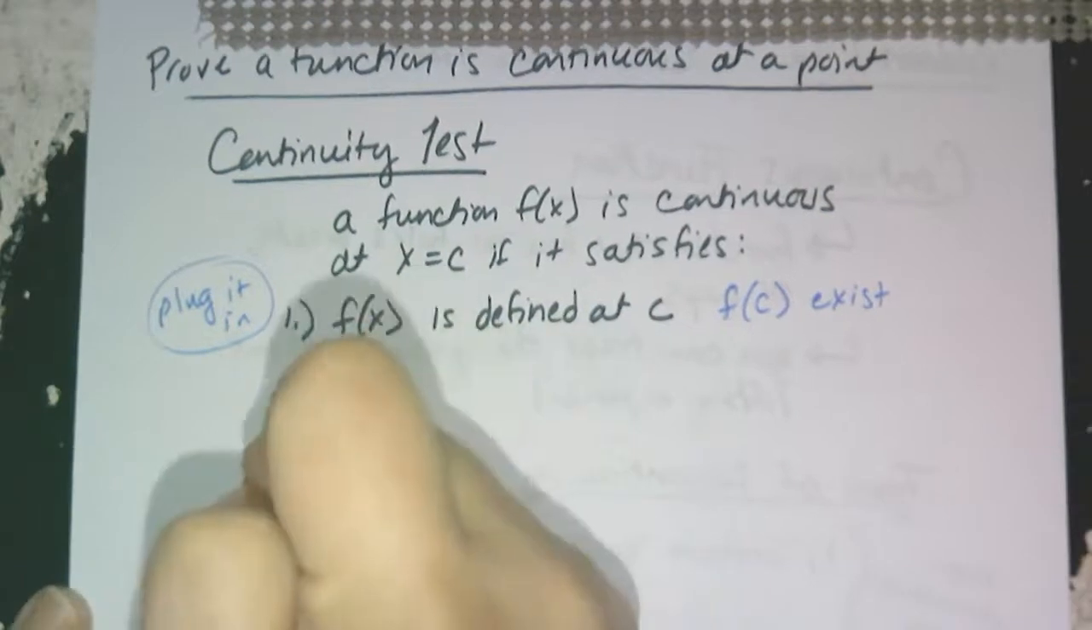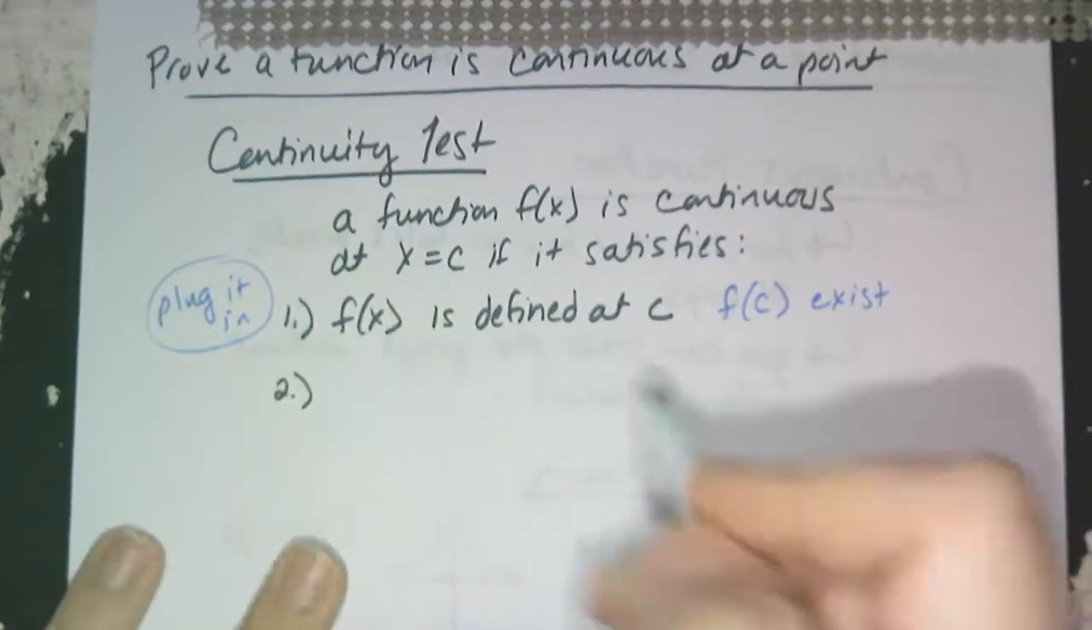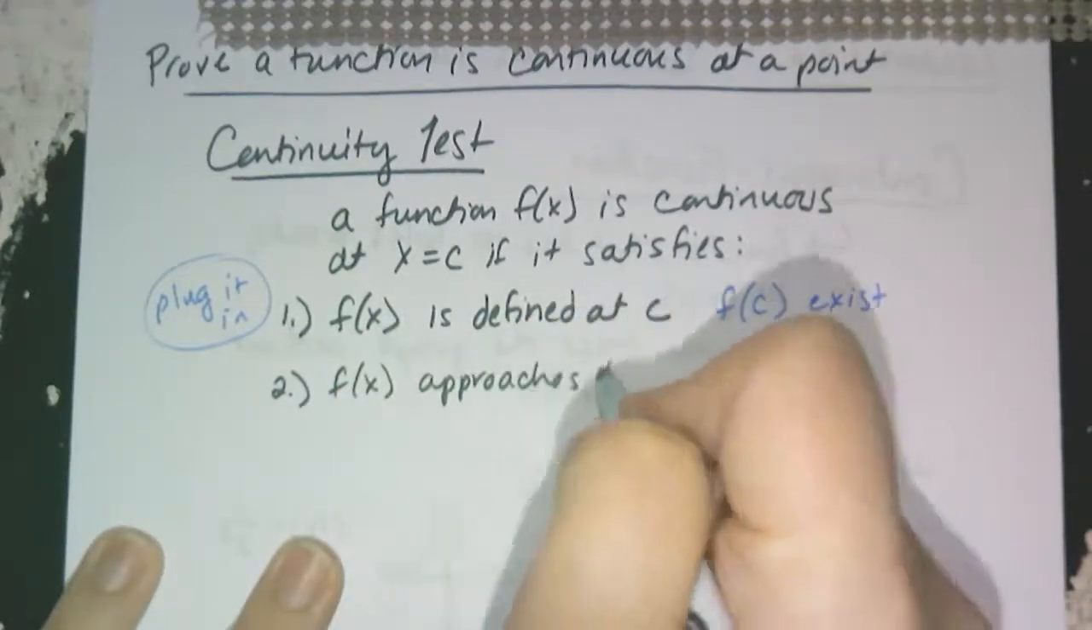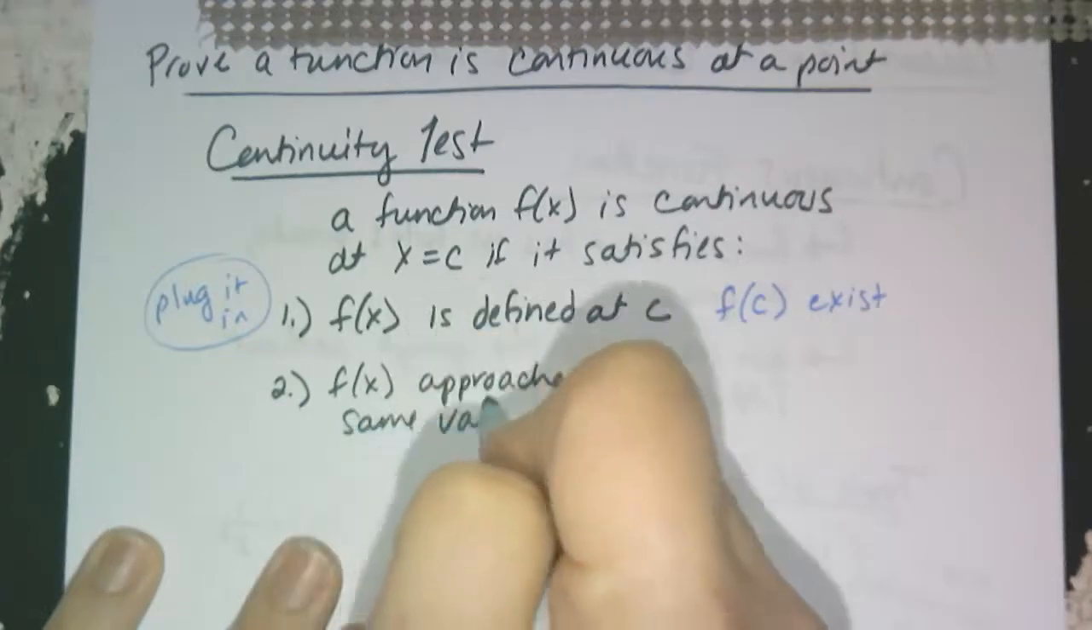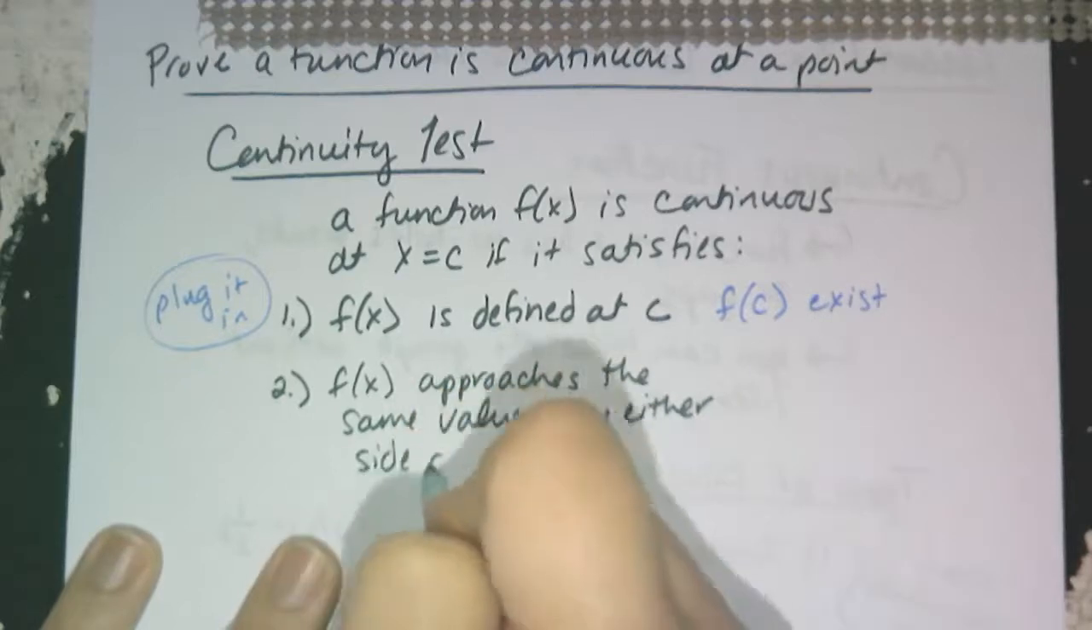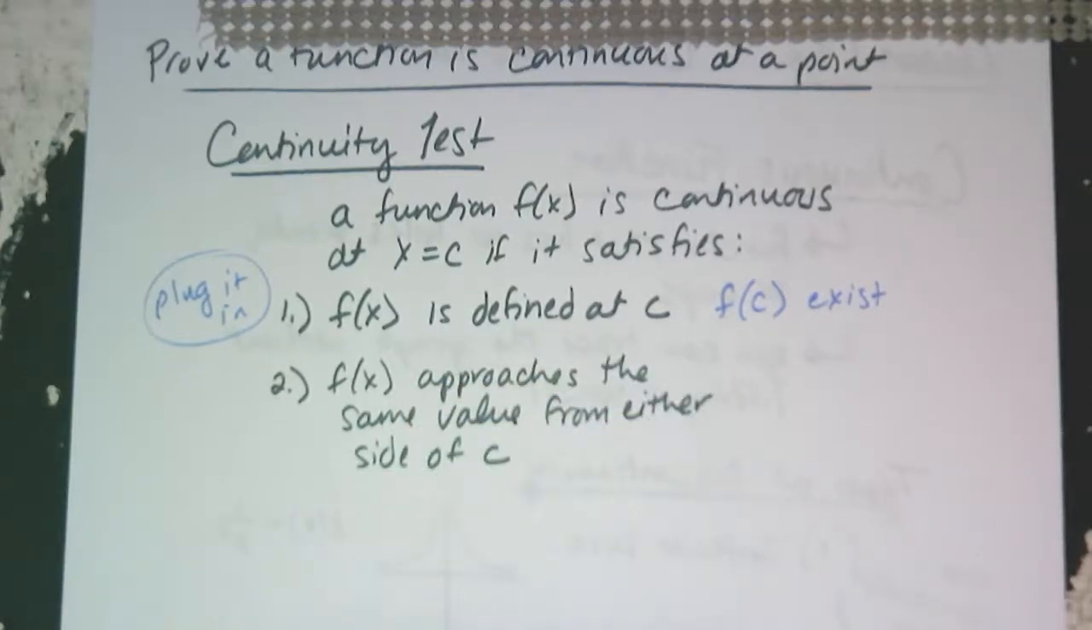All right, number 2. Now this is where, again, it's going to sound really mathy. Just write it down. F of x approaches the same value from either side of c. In calculus and pre-calc, this is what we call a limit. And this is what I'm doing all next week with my calculus students. We're doing limits. It's very important to find a limit. When you approach the same value from either side of c, you don't have to necessarily be at that point. You just have to be near that point.